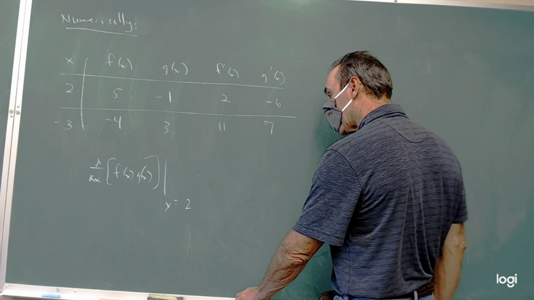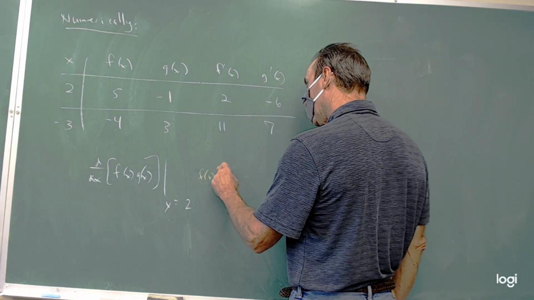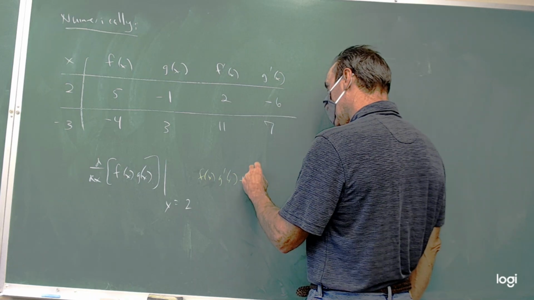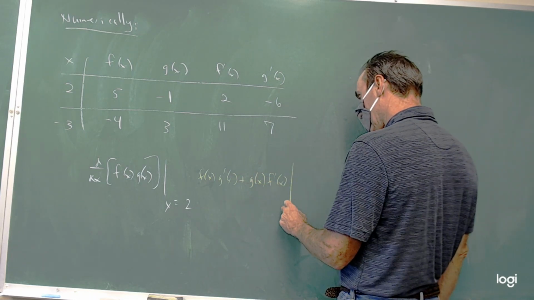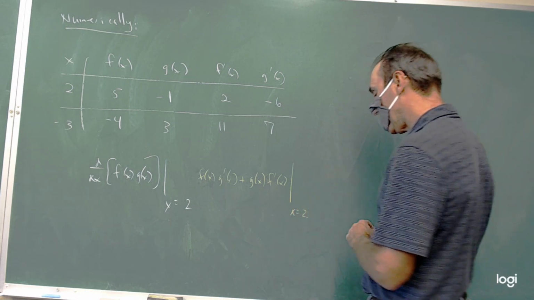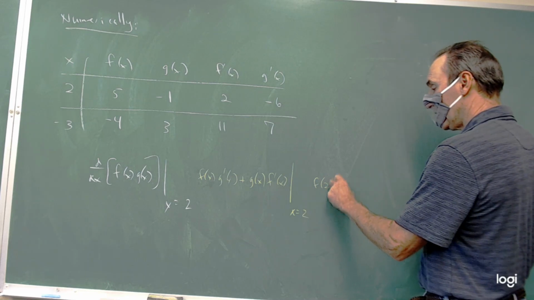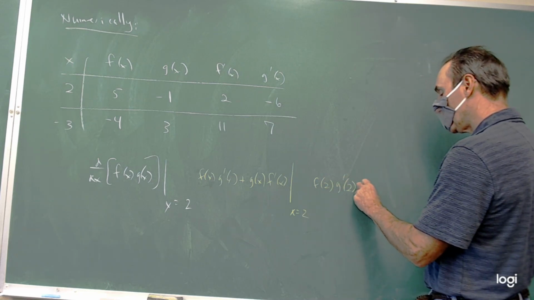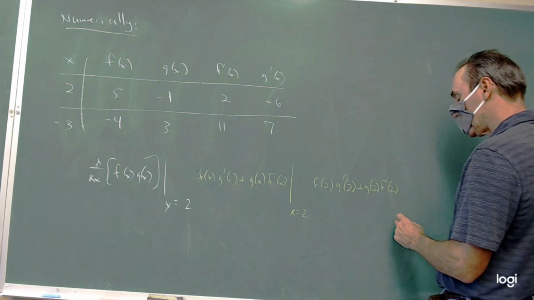So we're going product rule. We're thinking first times the derivative of the second plus the second times the derivative of the first. We evaluate everything there at 2. So that's going to be f of 2 times g prime of 2 plus g of 2 times f prime of 2.